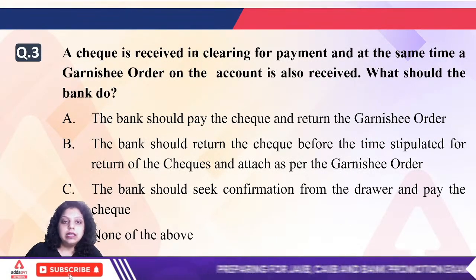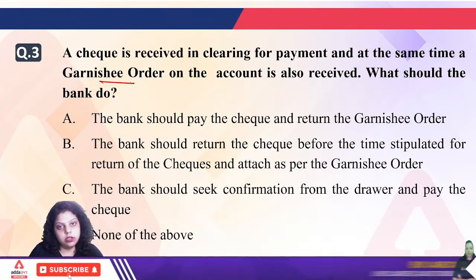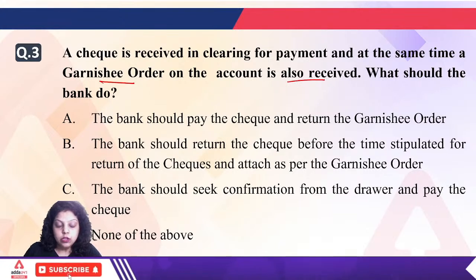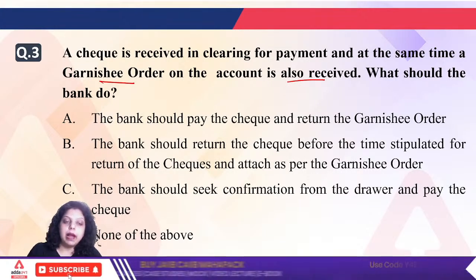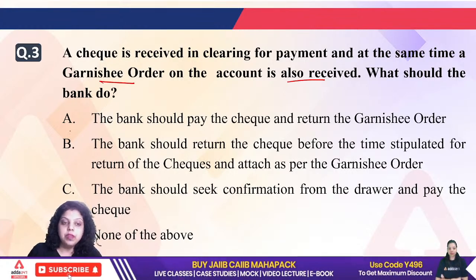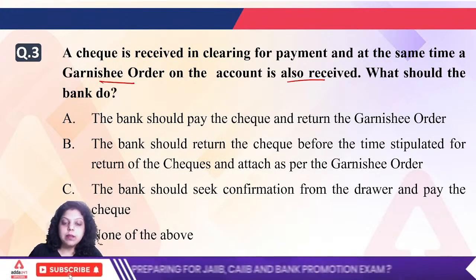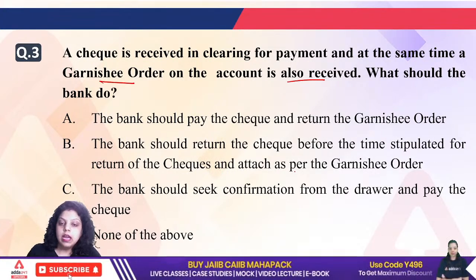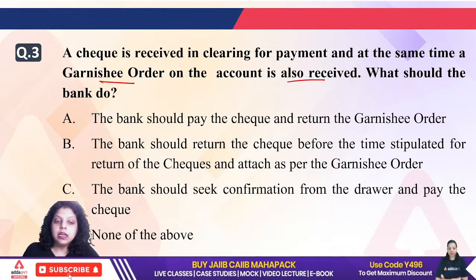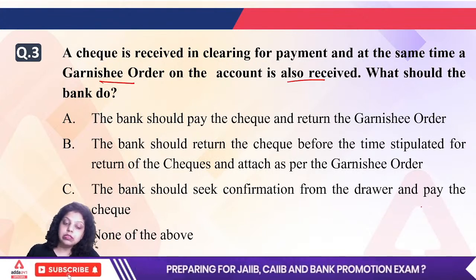Next, a check is received in clearing for payment and at the same time a garnishee order on the account is also received. So at the same time, a check and garnishee order are received on the same account, what should the bank do? First is saying the bank should pay the check and return the garnishee order. Second is saying the bank should return the check before the time stipulated for return of the check and attach as per the garnishee order. Next, the bank should seek confirmation from the drawer and pay the check. And fourth is saying none of the above.